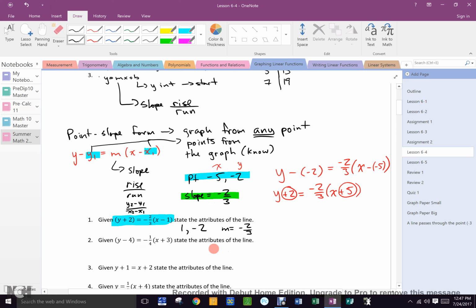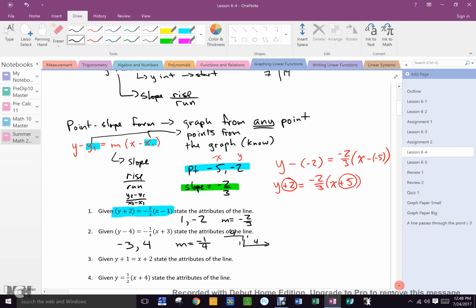So what's this next one going to be? What's my starting point? Negative 3 and positive 4. And what's my slope? Negative 1, 4. Which means from that starting point, I go where? I can go down 1 and that way 4. Or I can go up 1 and that way 4. From which point? That point. Is everybody cool? Okay, let's do the next one.